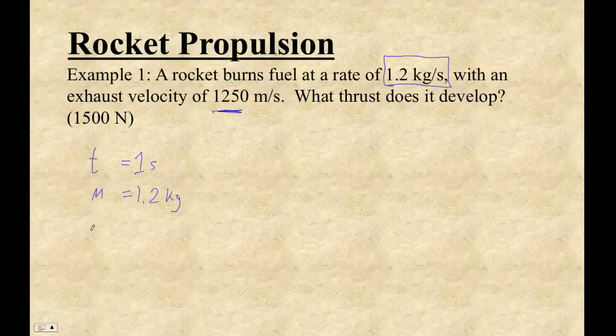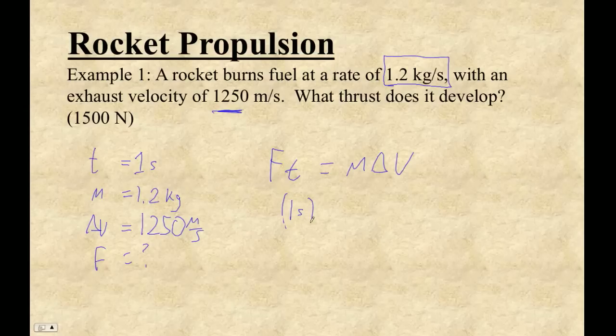Here's our velocity. That's our change in velocity, which is 1250. And then we just want to find the force. So this is what you do: you just set it up. Force times time is mass times change in velocity. And if they give you kilograms per second, put 1 second in for the time. Force is what we're trying to find, and that's 1.2 kilograms times our change in velocity, 1250. Okay, so we are ready to go here.